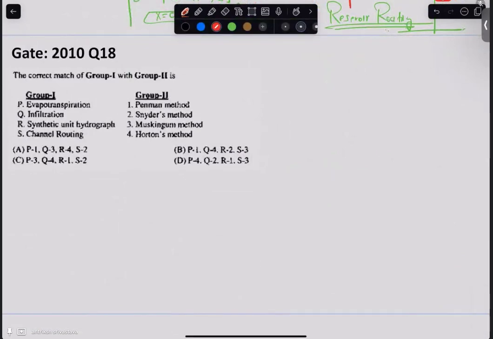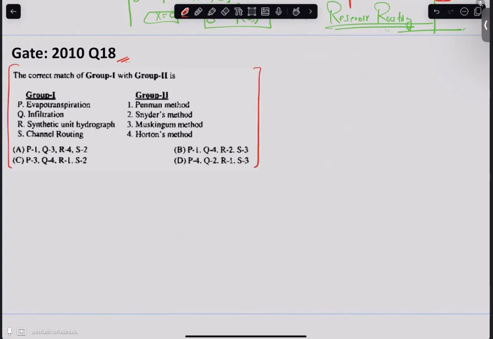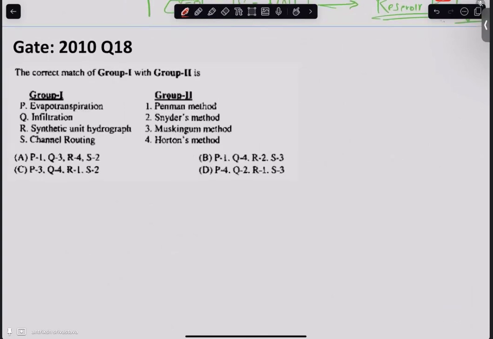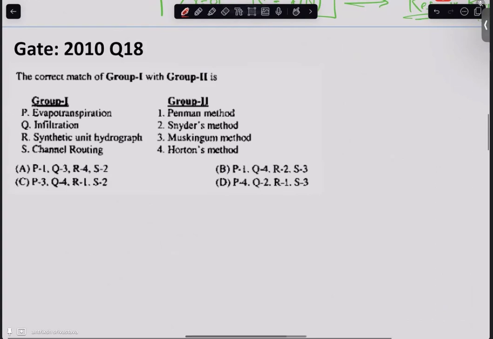GATE 2010, question number 18. I apologize for this bad quality of the text, but I could not get a good text from the PDF, and I think it is readable. So anyhow, I'm going to dictate it, so if you are not able to read, you can listen to what I say and you can make out what is written there.